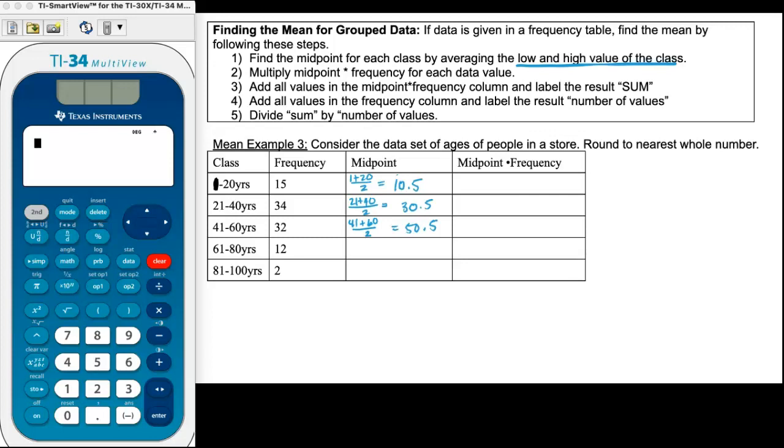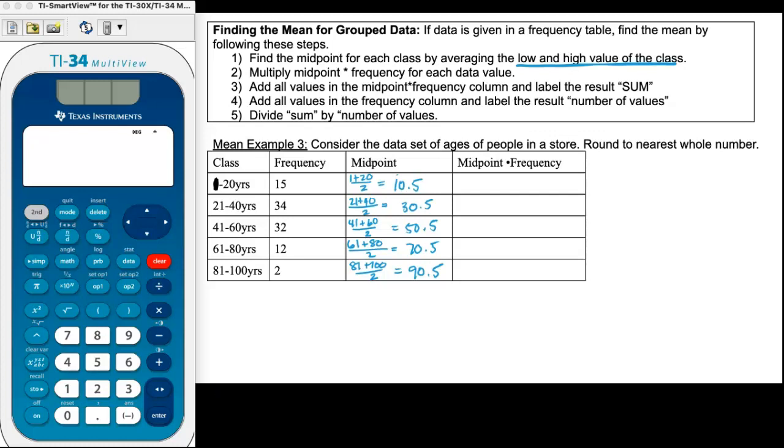And notice here, they're increasing by 20 each time, so you can actually use that pattern if that's even easier for you. So 61 plus 80, low plus high, divided by 2, and I get 70.5. And then 81 plus 100 divided by 2, and I get 90.5. So I approximate the middle because I don't know where the ages are in that range. So I just figure, well, a good approximation is let's just take the middle.